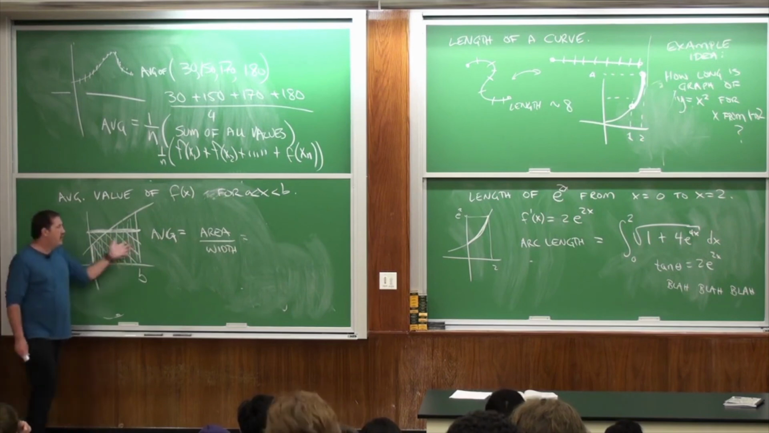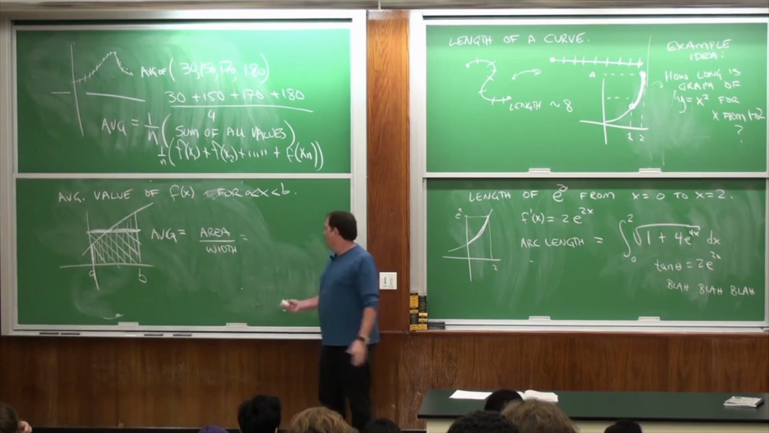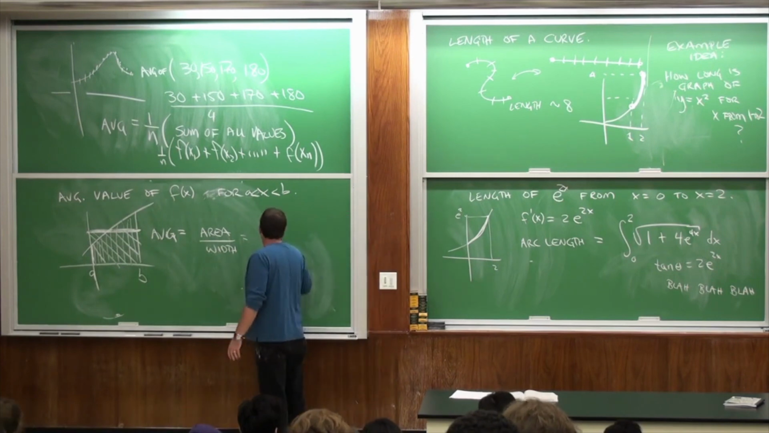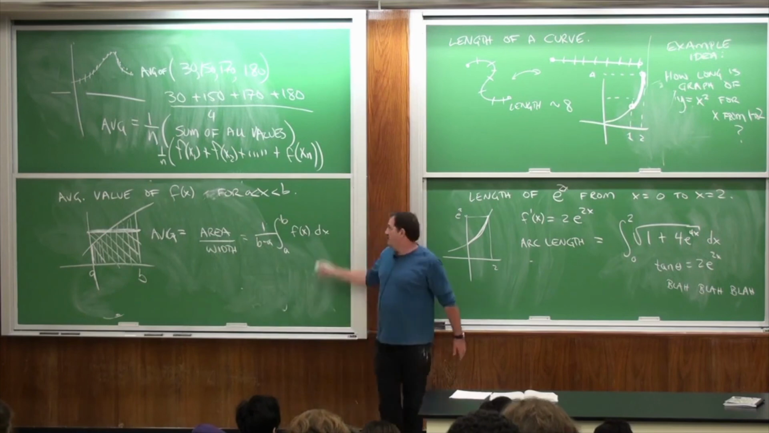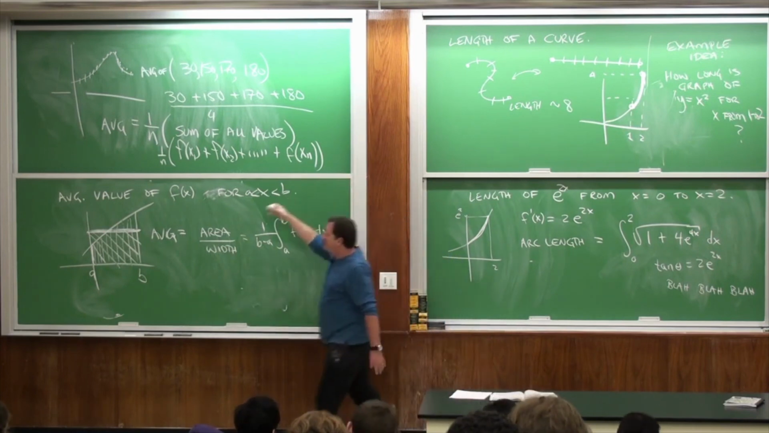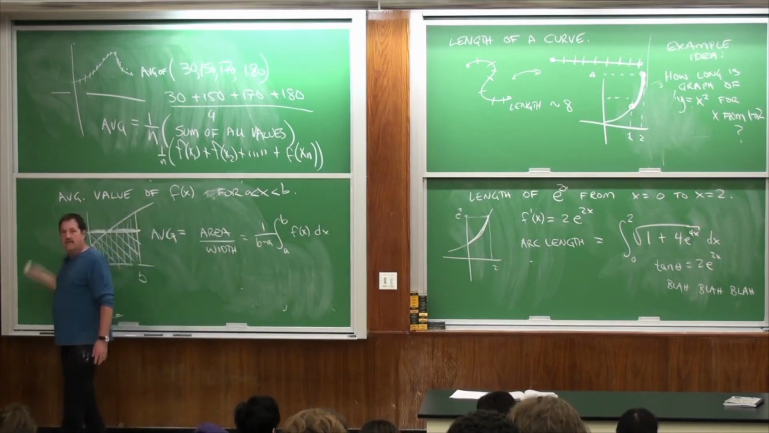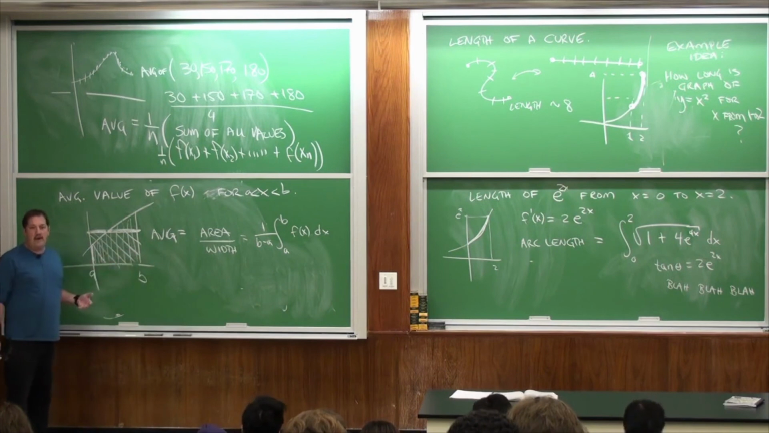Okay, so the average is just the area divided by the width. Well, what's the area? It's the integral. Divided by its width. This is just the exact generalization of that. Add up infinitely many little heights. Divide by how many little heights you have. Exactly the same thing.